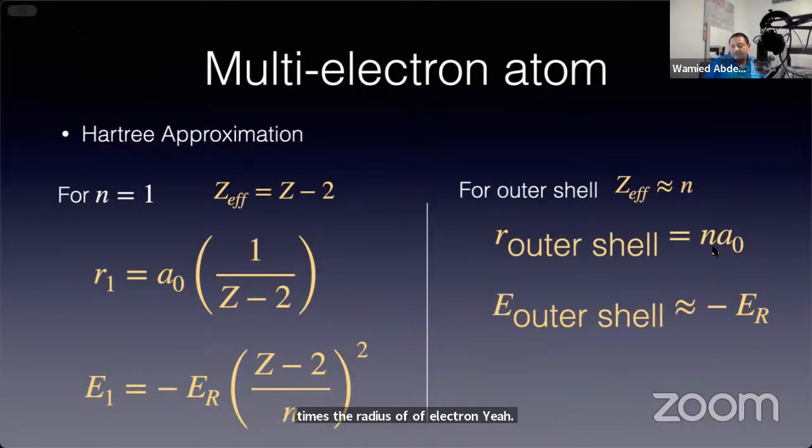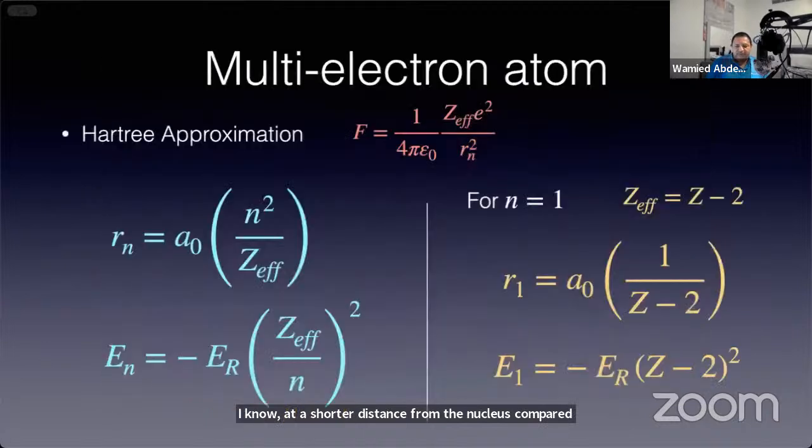So the size of a lead atom is larger than the size of a hydrogen atom. But the radius of the K shell of a lead atom is actually at a shorter distance from the nucleus compared to that for hydrogen. If you look back here, you see the radius for lead. Of course, this formula does not apply for hydrogen. We cannot put Z equals 1 and get a negative number.